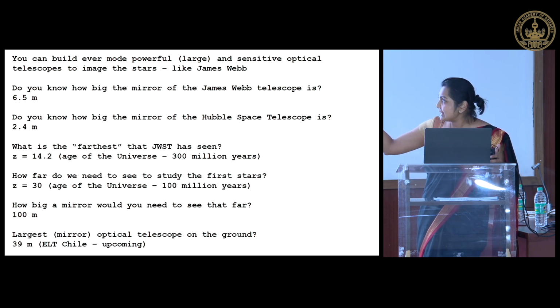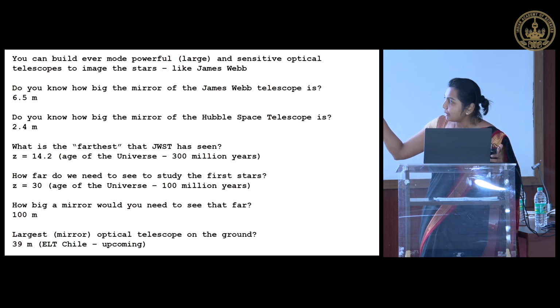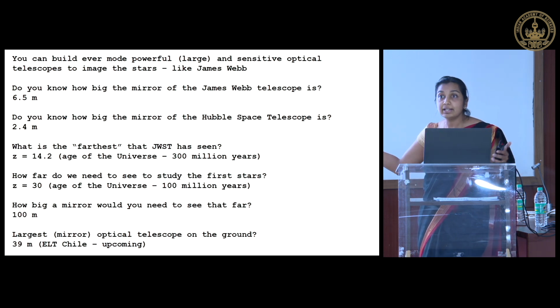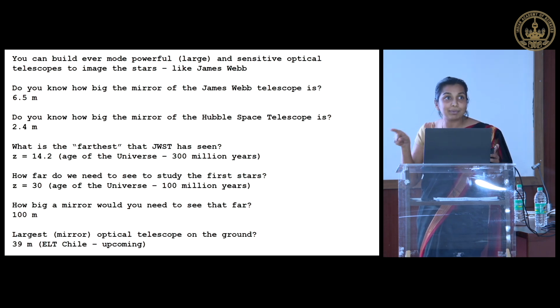We want to go to at least 100 million years after T0, which is a redshift of 30. It doesn't sound like much, right? Just 200 million more years. It's not linear. It's not a linear problem, okay? We need about a 100 meter large mirror, collecting area, primary mirror, to be able to see those first stars in space, okay? It's not practical.